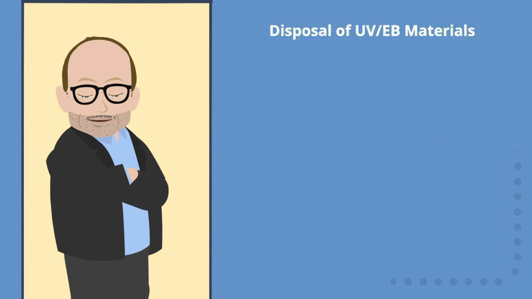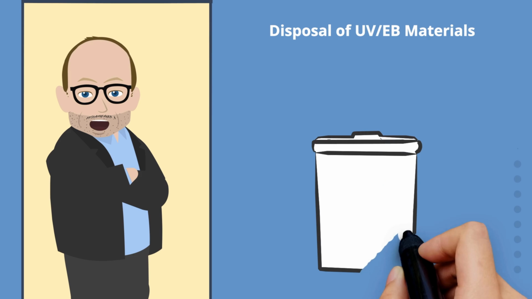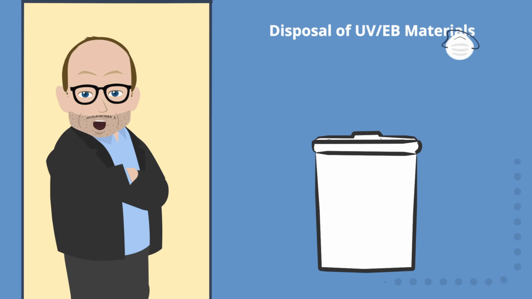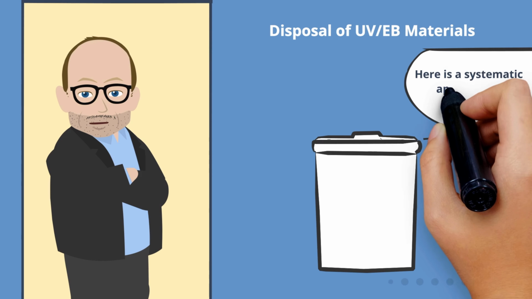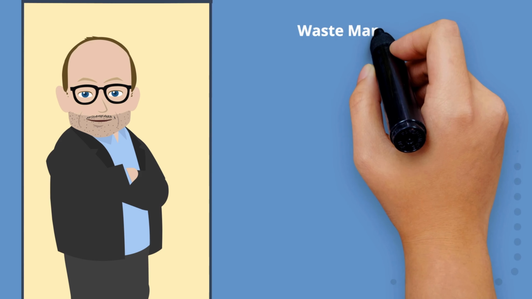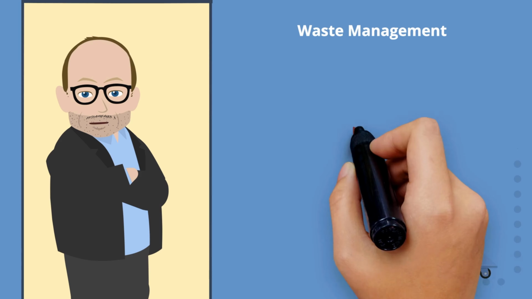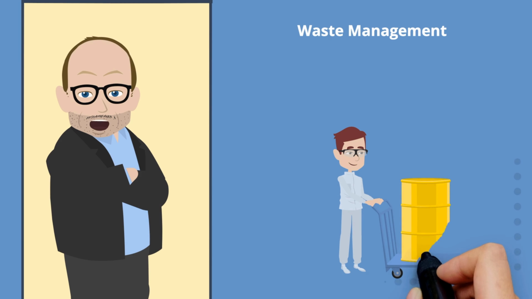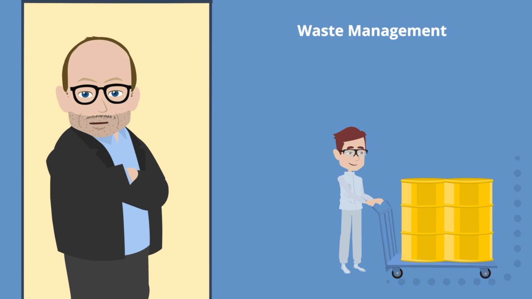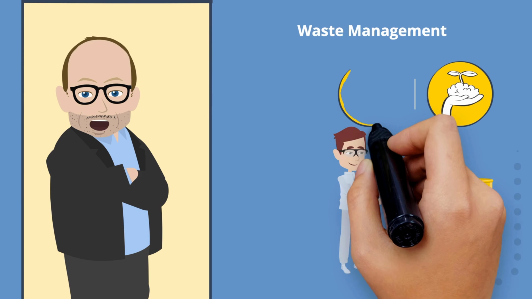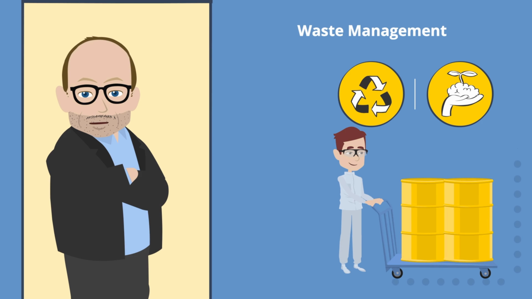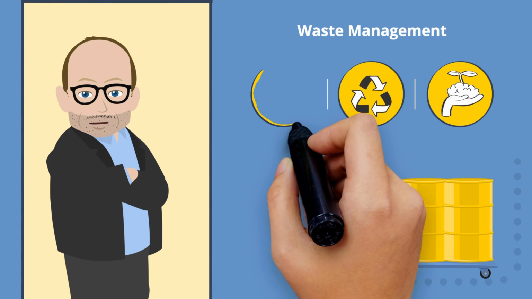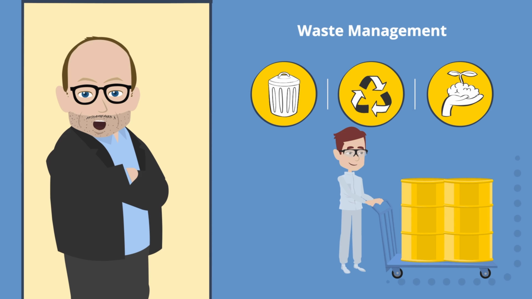Disposal of UV and EB materials. Disposal of UV and EB materials is a critical process where adherence to safety protocols is non-negotiable. Here is a systematic approach to disposal. Waste management. Follow the waste management guidelines outlined in the SDS to responsibly dispose of UV and EB materials, prioritizing environmental safety. Applied Molecules products, as long as they have not been mixed, are classified as non-hazardous industrial waste and should be collected in a waste container and disposed of with an appropriate waste handling company.